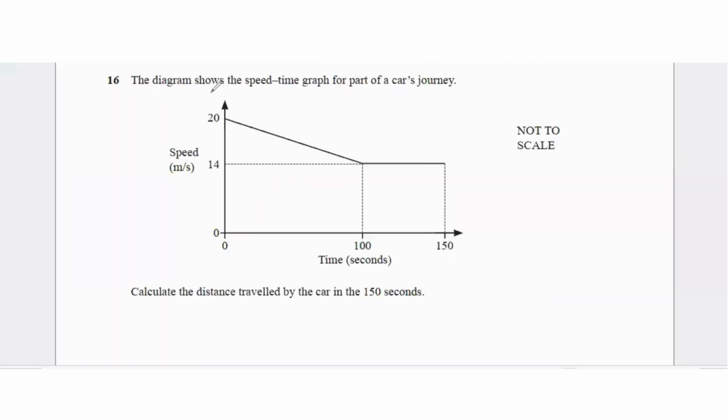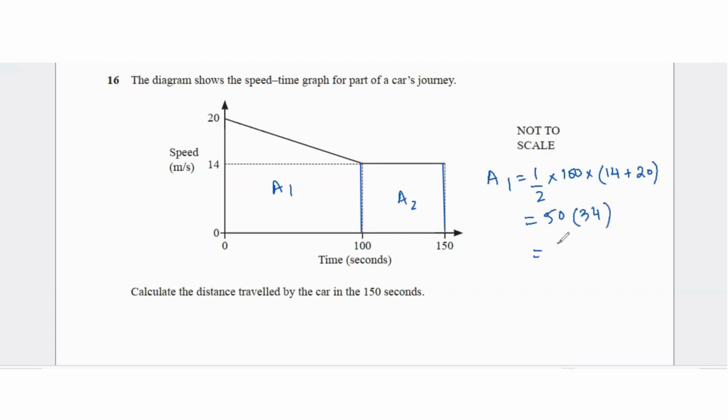Question 16 says the diagram shows a speed time graph for part of a car's journey. Calculate the distance traveled by the car in the 150 seconds. So let's divide the graph into 2 different shapes. This is one shape and this is another. So A1 and A2. A1 is going to be a trapezium. So 1 over 2 times the height, which is 100, times the sum of parallel sides, which is going to be 14 plus 20, which is 50 times 34.